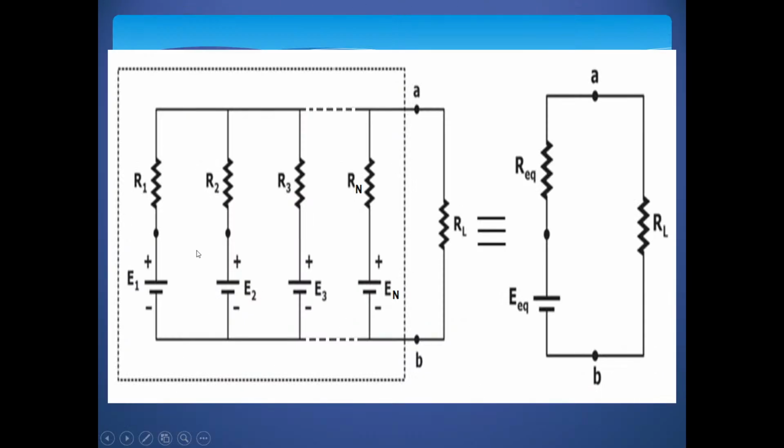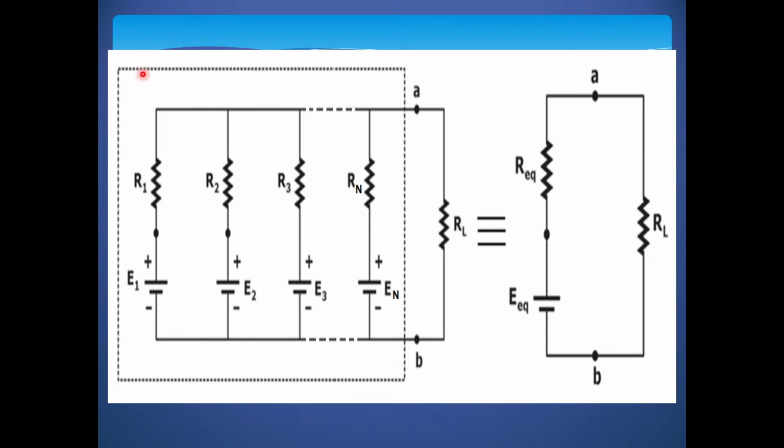In this circuit, there is a voltage source E1 whose internal resistance is R1. Another voltage source is E2, whose internal resistance is R2. Another is E3, whose internal resistance is R3, and so on up to En. Some n voltage sources are there.